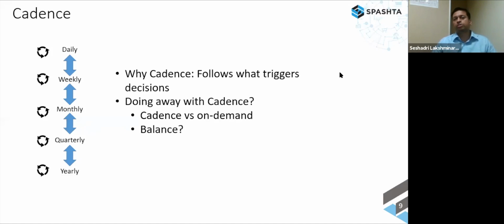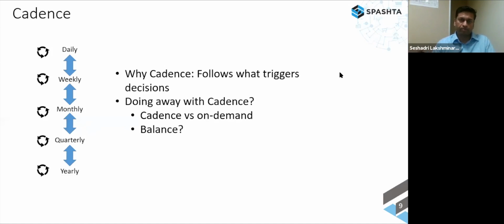You don't want to lose sight of that. There are things that do not happen there, outside the Cadence. That is where you should look for on-demand decision making. So the balance between them is very, very important.